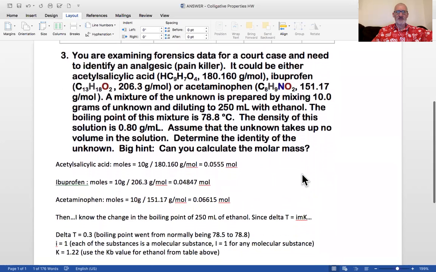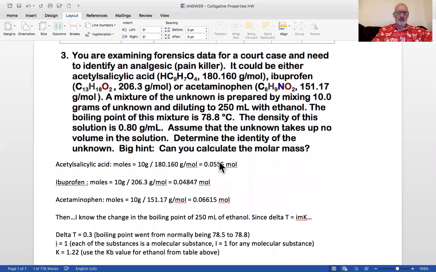So the first thing is this is actually a pretty realistic situation for what a chemist in a forensic lab might do. You're trying to determine an unknown chemical. And so we can use this colligative property, the fact that when you dissolve something into a solvent, it changes the boiling point by raising it by a certain amount and/or lowers the freezing point. Based on this formula, delta T equals i m K.